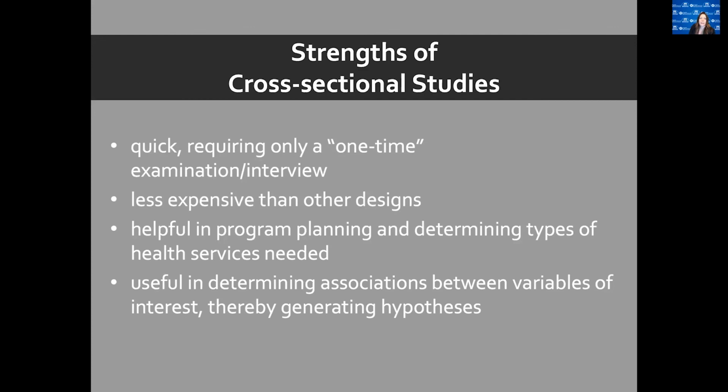The relative strengths of cross-sectional survey studies are that they're relatively quick because they require only a one-time examination or interview or survey. Because of that, they can be less expensive than other designs. They can be really helpful in program planning. They're useful for health departments in determining what the relative burden of disease is in populations. They can really help you if you're in a position of influence to determine where funds might go. You can determine the relative impacts of various diseases or conditions in a population. And they can be useful in determining associations between variables of interest. So again, they're good for generating hypotheses.